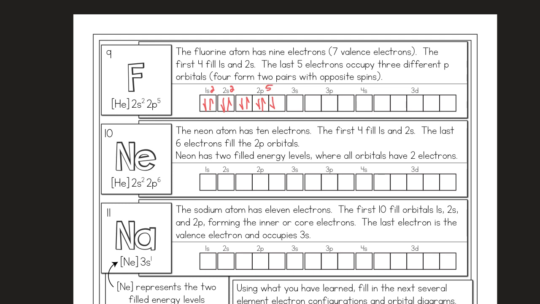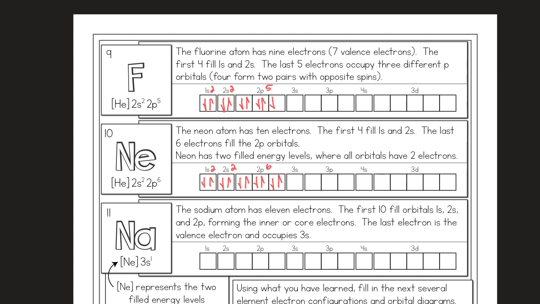Now we're to neon with 10 electrons. 1, 2, 3, 4, 5, 6, 7, 8, 9, 10. There's all 10 electrons. I've got 2 in the 1s orbital, 2 in the 2s orbital, and 6 in the 2p orbital. That's all I can fit in the 2p.